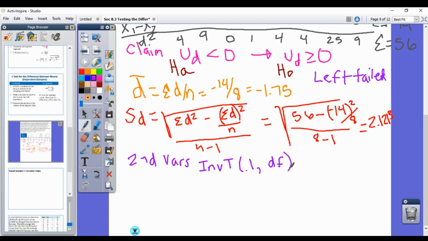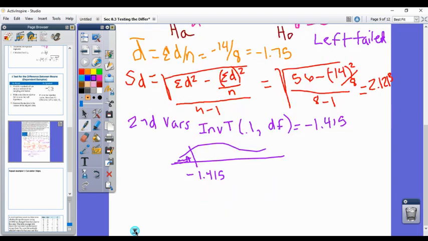If I do that, I'm going to get a critical value of negative 1.415, which tells me, since this is a left-tailed test, anything less than negative 1.415 is in my rejection region. All right, so now let's find that critical value. No, I lied. We found the critical value. Now let's find our standardized test statistic.